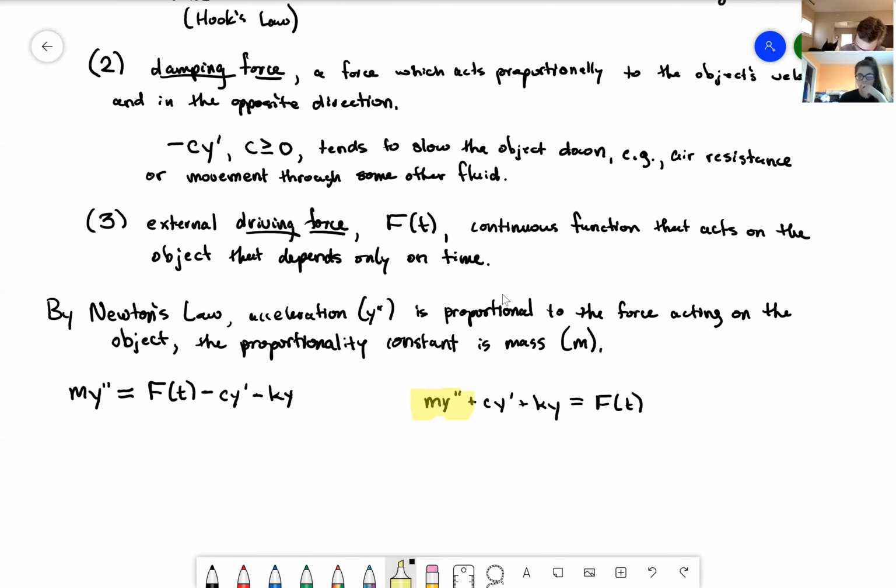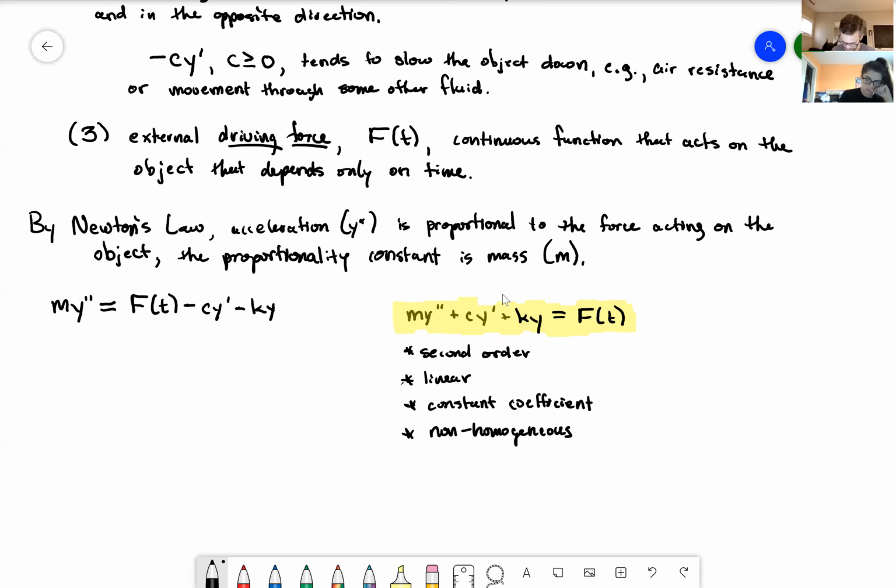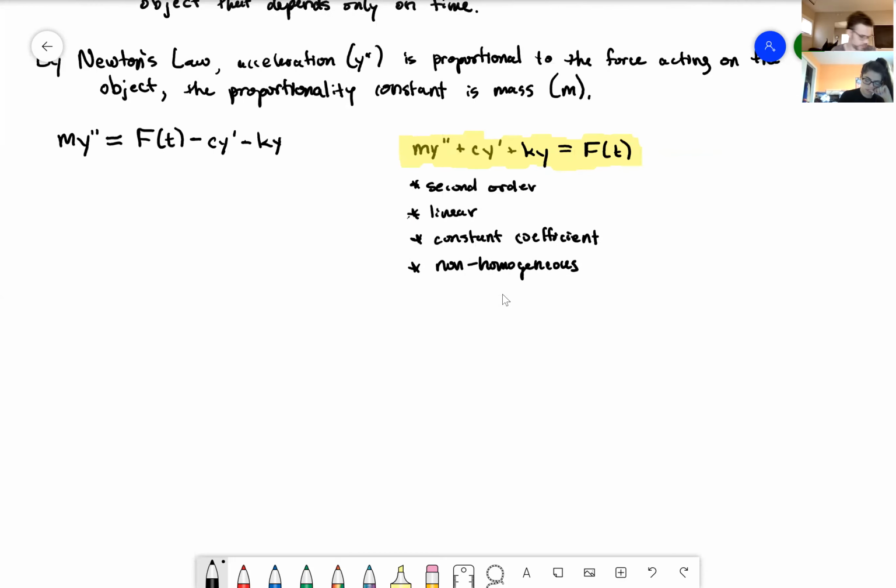And this is second order. It's linear. And it has constant coefficients. All of these are nice things. And then it's non-homogeneous, which is possibly not so nice depending on what the non-homogeneous term is. So if it's something that we know how to deal with, we'll see.